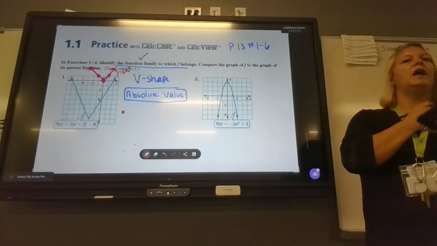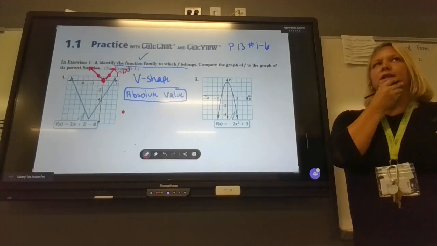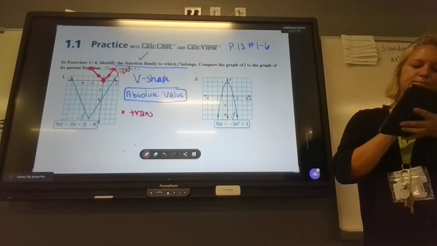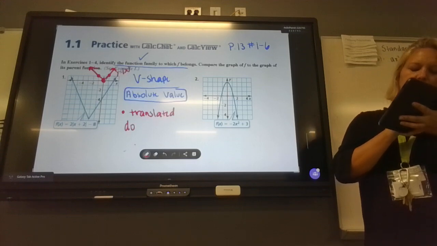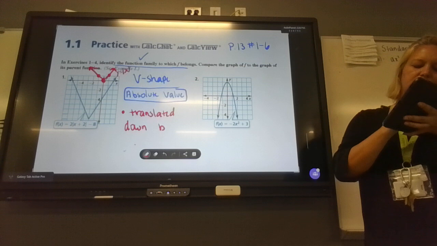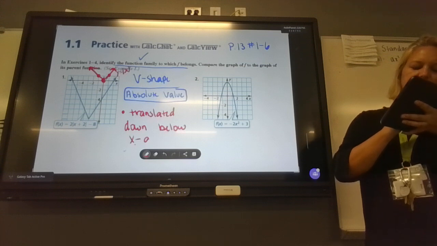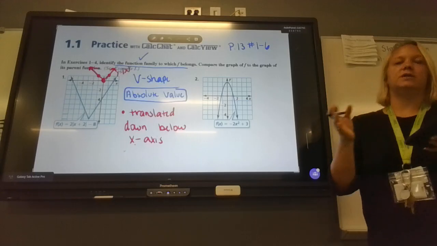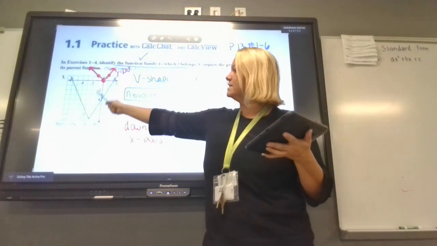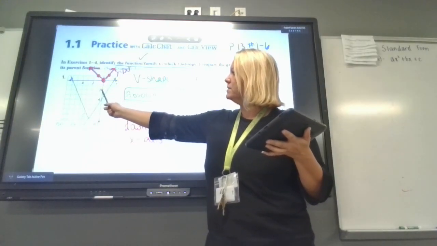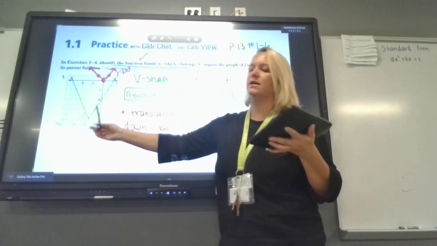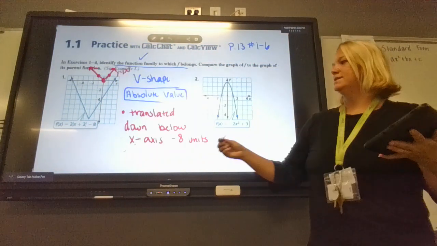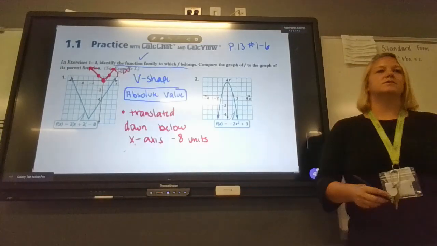There's so many ways, and I haven't given you the vocab yet for it, but I think you've heard this before. I'm going to say it's translated down. And in Winter's words, that would be below the x-axis, which is a great visual description. Now, I actually know exactly how many it's translated down because I can count from this vertex down to this one. It's down 1, 2, 3, 4, 5, 6, 7, 8. It's down 8 units. So you can say down 8 units or you could say negative 8 units.